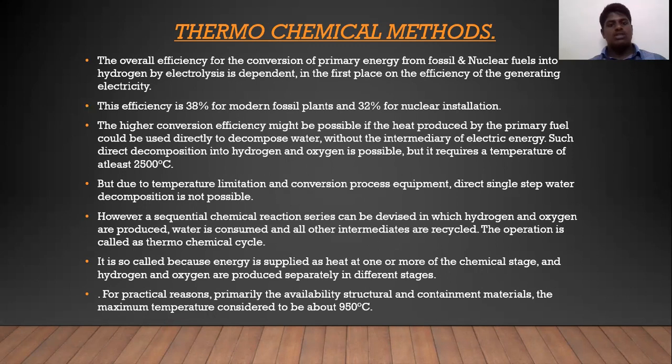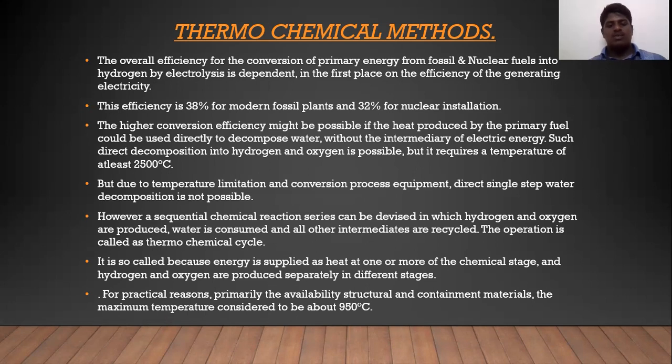Such direct decomposition into hydrogen and oxygen is possible, but it requires a temperature of at least 2500 degrees centigrade. But due to temperature limitations on conversion process equipment, direct single-step water decomposition is not possible. However, a sequential chemical reaction series can be devised in which hydrogen and oxygen are produced, water is consumed and all other intermediates are recycled. The operation is called a thermochemical cycle. It is so called because energy is supplied as heat at one or more of the chemical stages, and hydrogen and oxygen are produced separately in different stages.